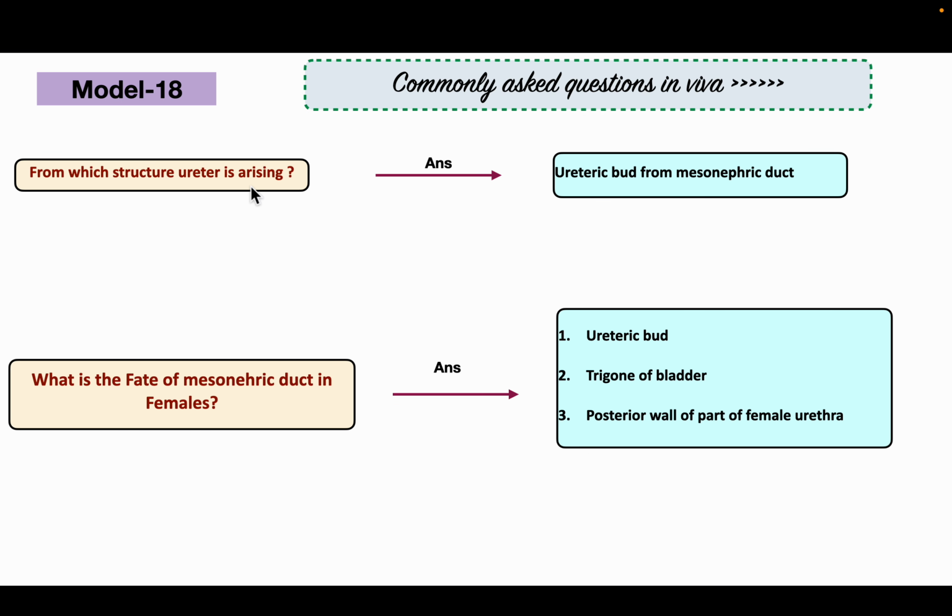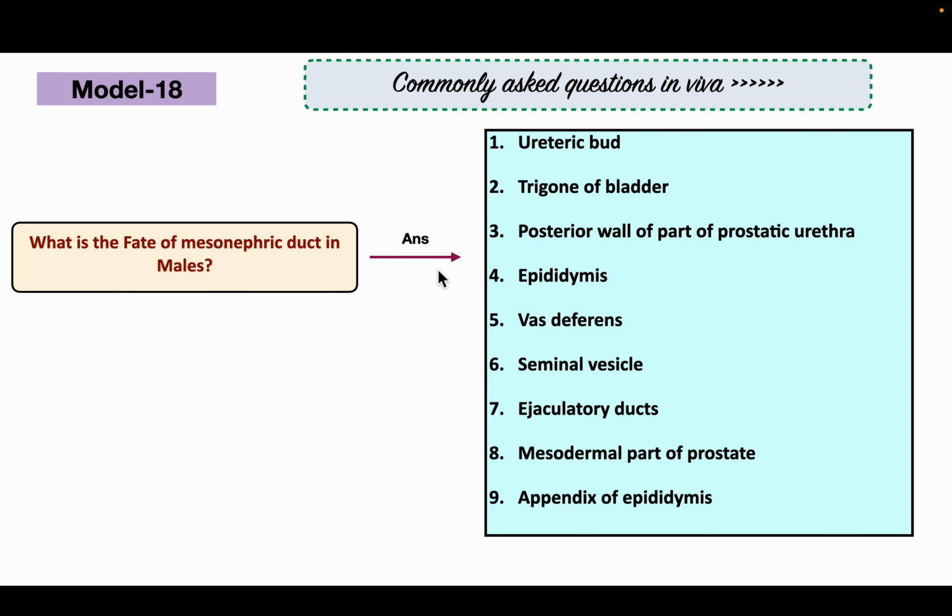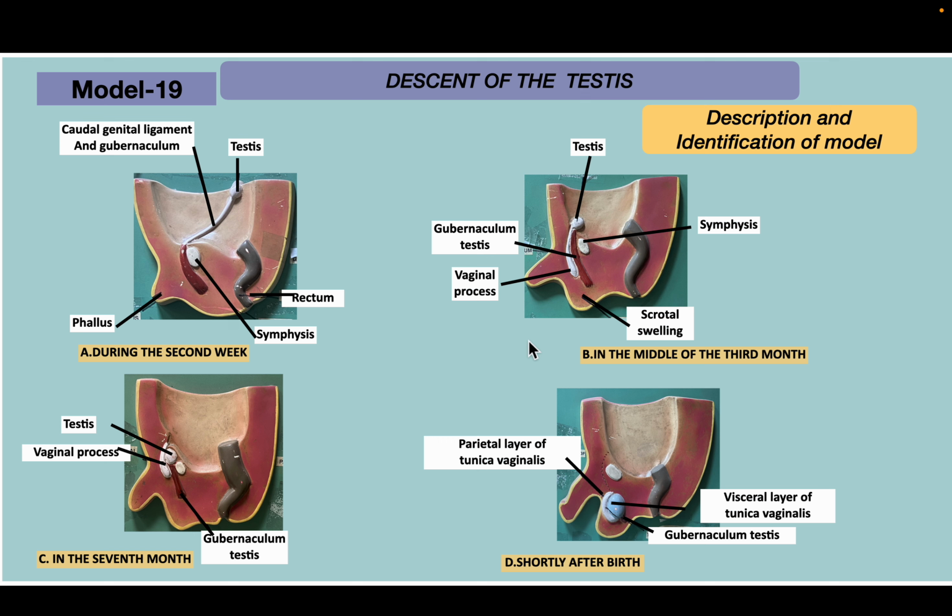From which structure is ureter arising? It is arising from the ureteric bud, from mesonephric duct. What is the fate of mesonephric duct in females? These are the three structures, that is ureteric bud, trigone of bladder, posterior wall of the part of female urethra. So this is the fate of mesonephric duct in males. So these are the structures which are arising from this that you should know. So what is the fate of mesonephric duct in females and what is the fate of mesonephric duct in males?